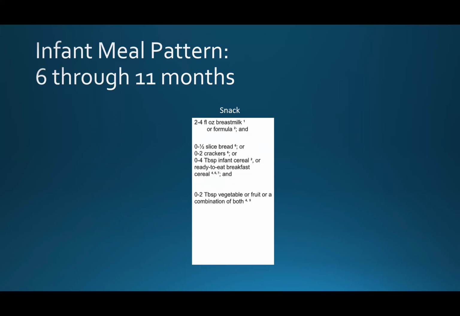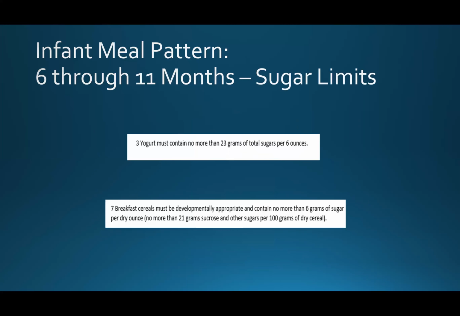0 to 2 tablespoons of vegetable or fruit, or a combination of both, must also be served at snack when the infant is developmentally ready and the parent indicates. Footnote 3 shows that yogurt is reimbursable, but must contain no more than 23 grams of sugar per 6 ounces. And footnote 7 states breakfast cereals must contain no more than 6 grams of sugar per dry ounce.